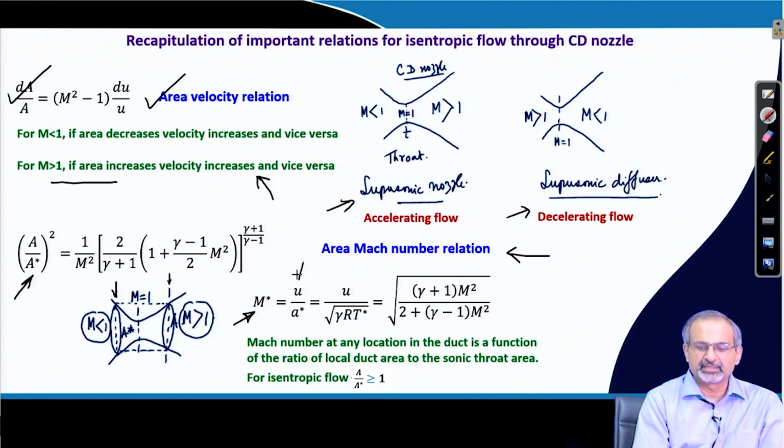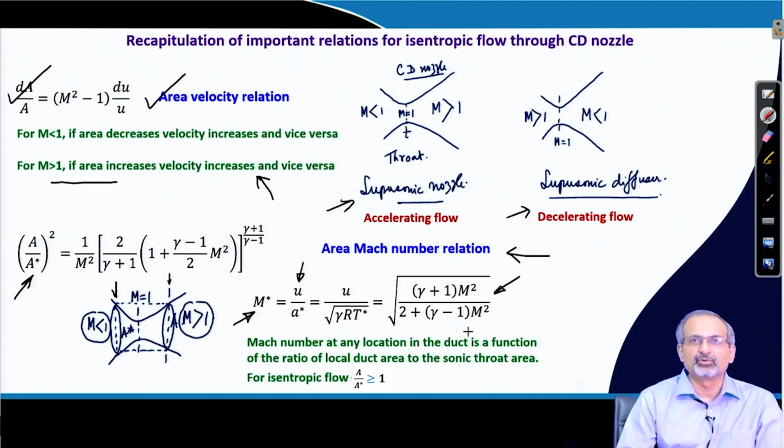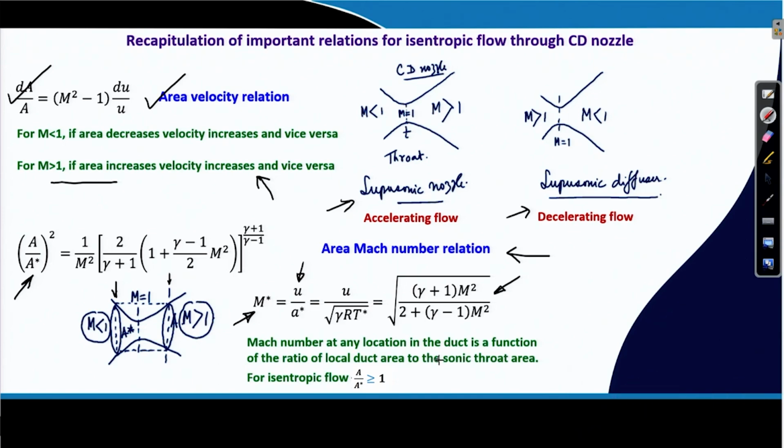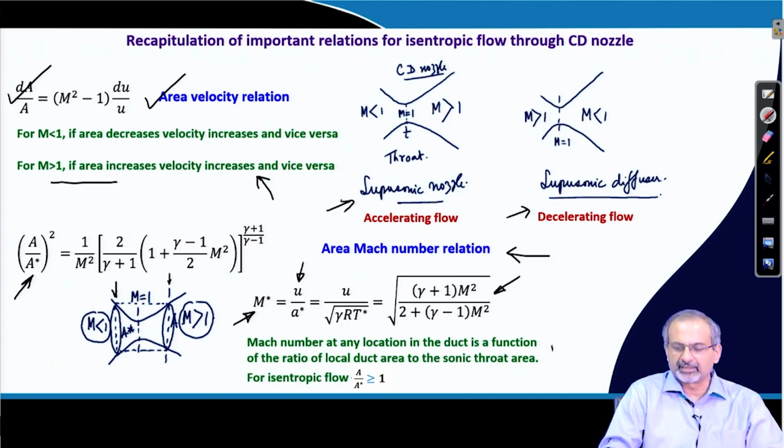By definition, M star is u by a star, which is u by under root gamma R T star, and further you can try to prove for yourself how we can express it in terms of the local Mach number. So, that is a small homework problem for you. Mach number at any location in the duct is a function of the ratio of local duct area to the sonic throat area. So, that is the A by A star that we are talking about, or the area ratio.